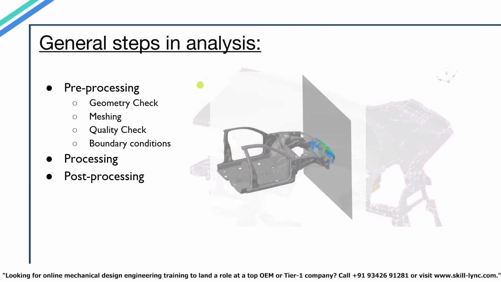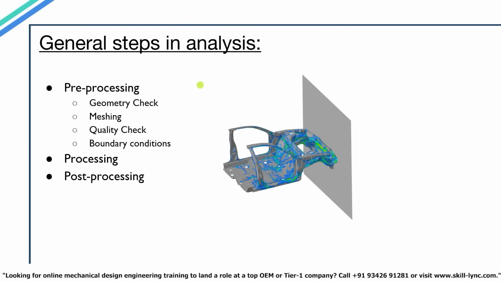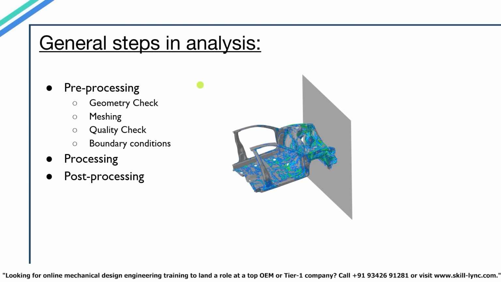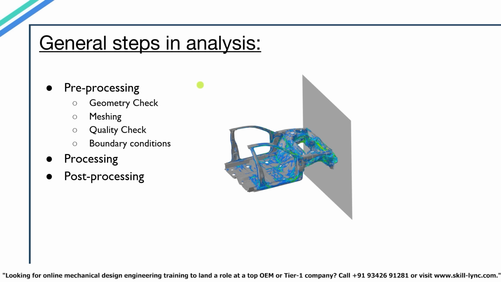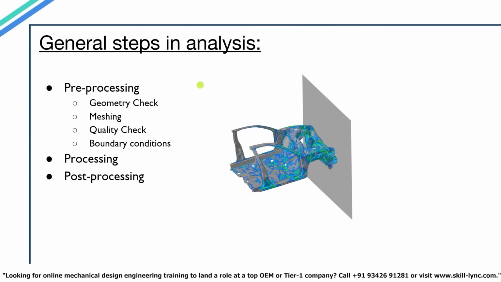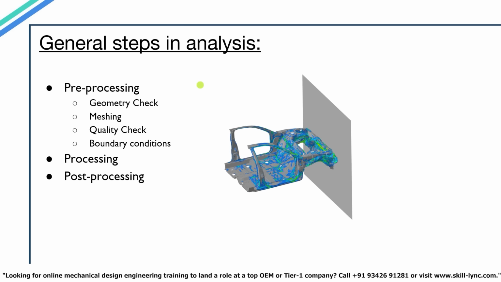The next procedure is processing. The processing involves the actual running of the simulation in the software. There's not much to be done from the user side in this step. The software does all the mathematical calculations required for FEA in the backend, and the output will be the simulation of the test being performed. Software such as Autodesk Simulation and Ansys are usually used for processing.